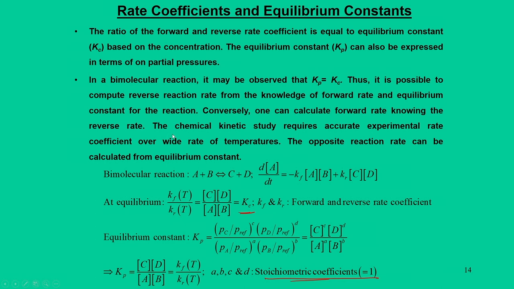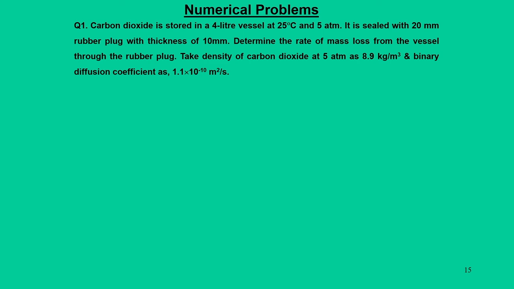In other words, chemical kinetic study can provide accurate experimental rate coefficients over a wide range of temperatures. These two things, the rate coefficient and the equilibrium constant, will govern all the parameters during all the elementary reactions. So, with this I come to the end of this lecture, but before you leave we will try to solve some numerical problems based on the fundamental concepts discussed in this lecture.